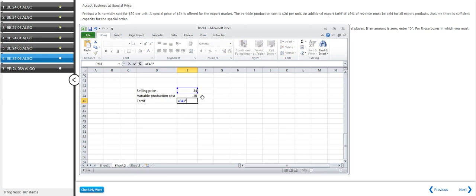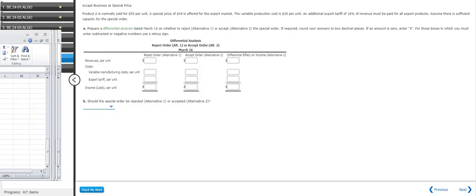So what's the selling price? We'll take the selling price times 0.16. Let me change it to a negative number because this is money going out. We're going to have to pay that to a taxing authority. Net everything together. Okay, we're still making money. It's still positive, so it would be beneficial to accept this offer in this scenario, and it would make $2.56 per unit.